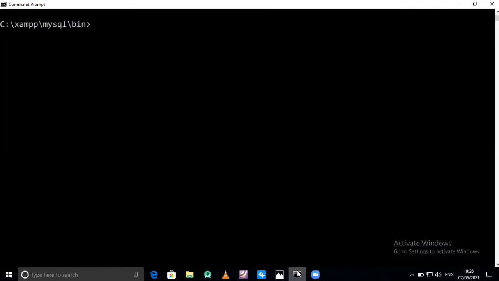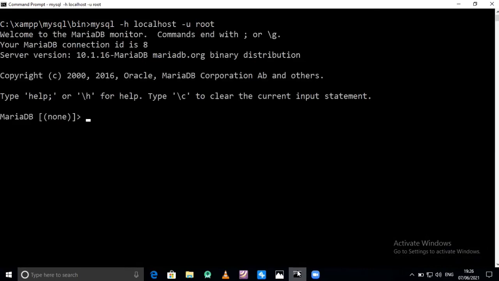Firstly, I start the server with the help of the command mysql -h localhost -u root. MariaDB server started. Some of the students may have MySQL here. If you are using the Ubuntu operating system, then the command to start the MySQL server is given in the description box. Please check it.